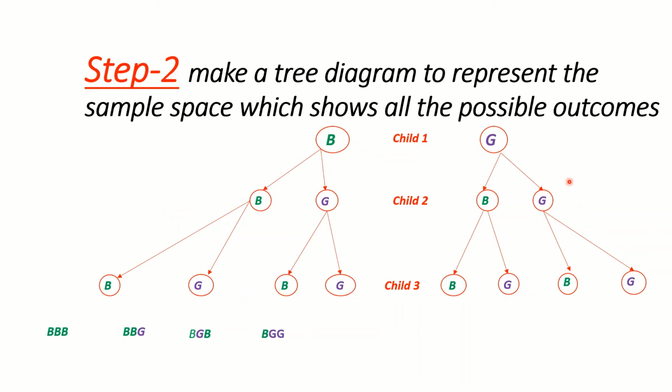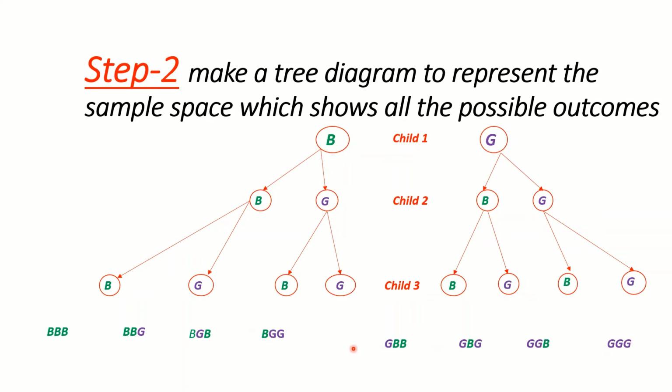And from this side, it can be girl, boy, boy, and then girl, boy, girl. From this line, girl, boy, girl, and again girl, girl, boy, or girl, girl is the total combination. So in general, how many sample space do we have from this tree diagram? 1, 2, 3, 4, 5, 6, 7, 8.